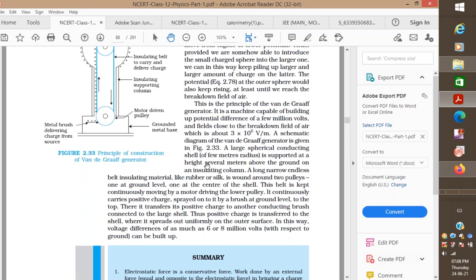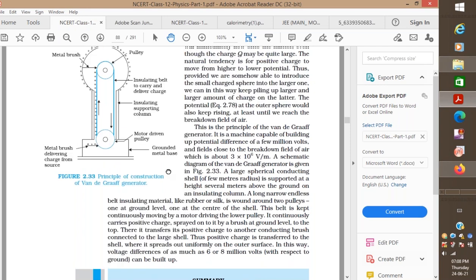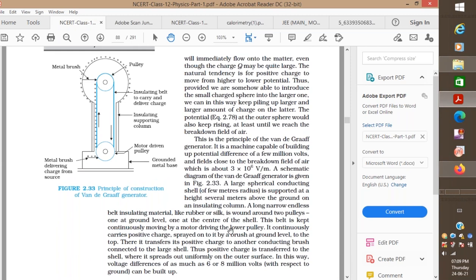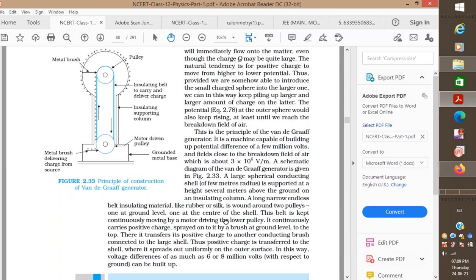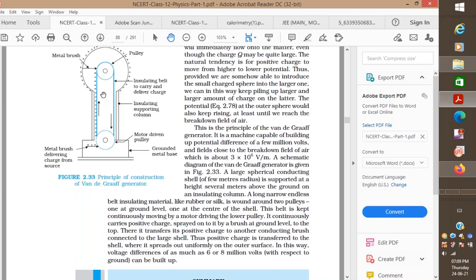Now this support column has to be an insulating column. Okay, an insulating supporting column has to be there. Now a long narrow endless belt, see this, the deep blue is actually the belt, and this is an insulating belt, a rubber belt or a belt of some other insulating material. And that belt is actually endless.